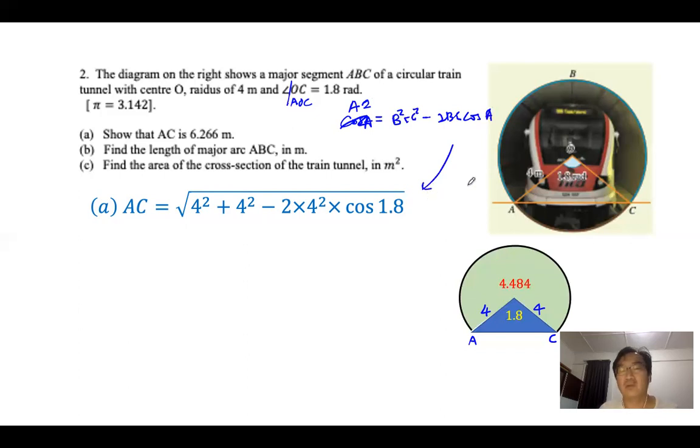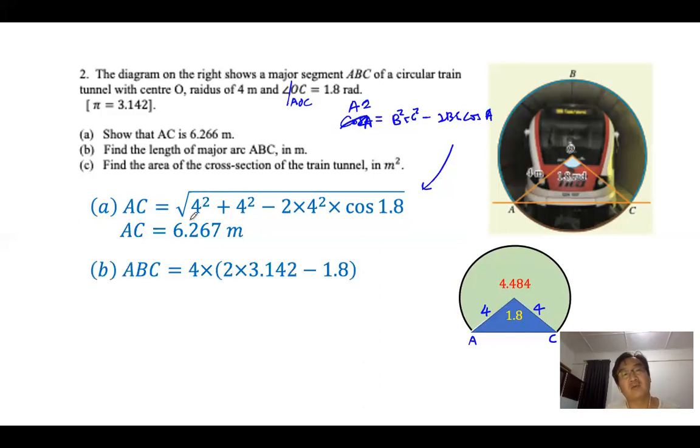Okay, so you will get AC is 6.267 meter, but the question asks you to show that it's 2.66 meter. So it's quite near. So what makes the value here different on the 6 and 7 digit will be this cos 1.8, right? So it's a bit different only, so it's not so bad. All right, so next, ABC.